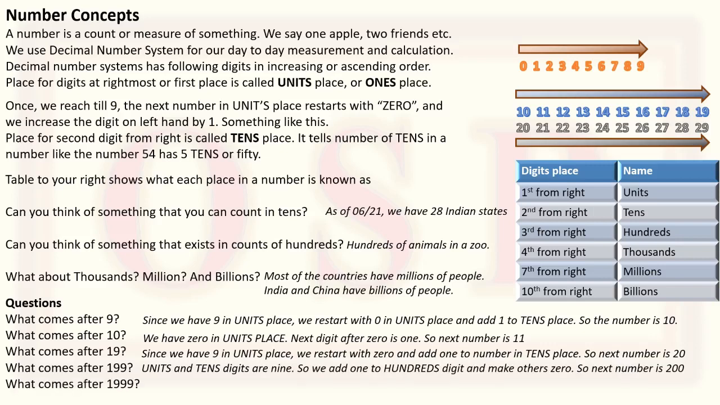On similar lines, what comes after 1999? Now since we have 9 in units, tens and hundreds place, with same logic as in the above question, next number is 2000.